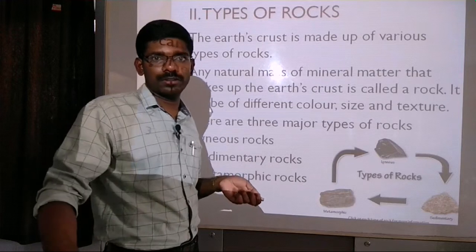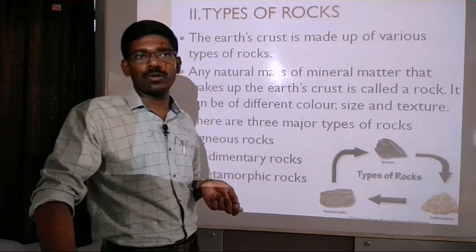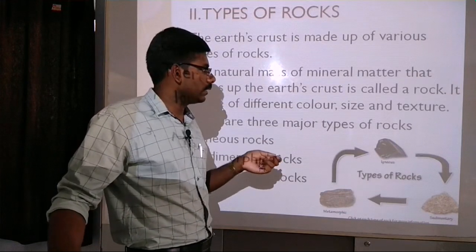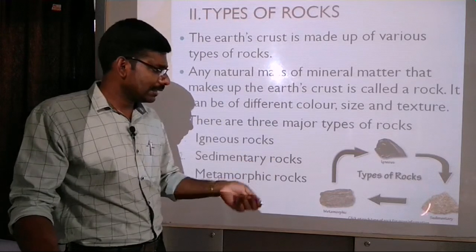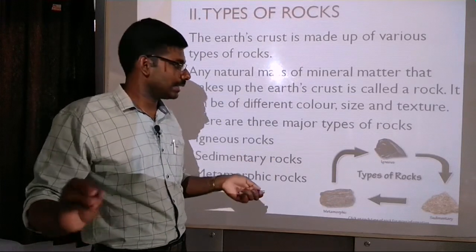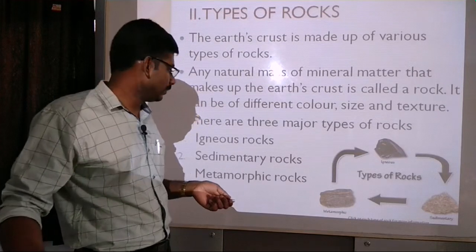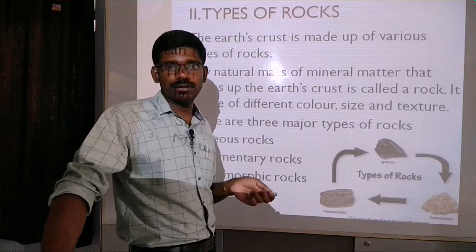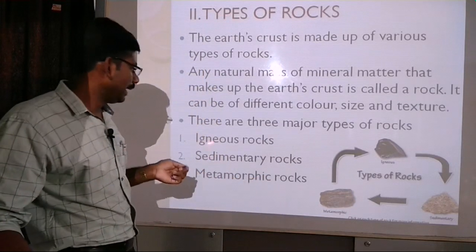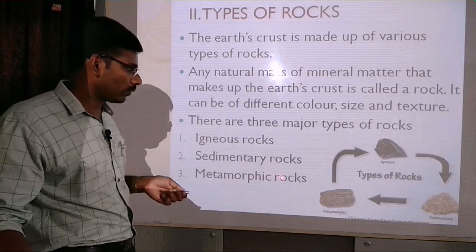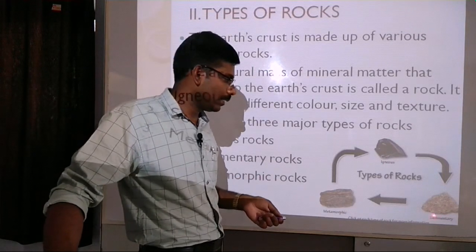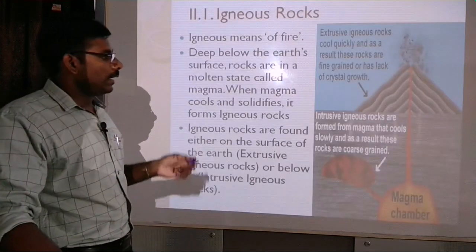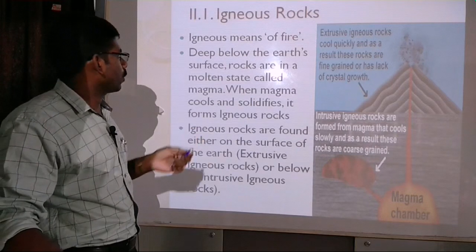So most of the outer part we can find is stone, different types of stones, in different color, texture and size. Here itself we can find three stones with three textures and three colors. We can classify the rocks into three main headings: igneous rocks, sedimentary rocks and metamorphic rocks. About this we can discuss in the next slide.